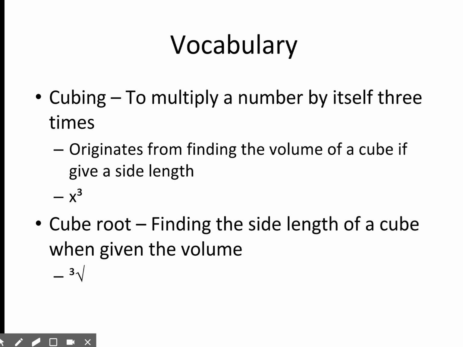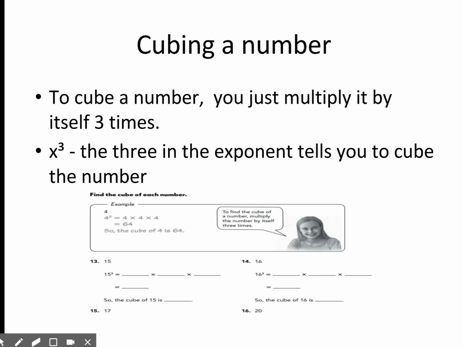To find the cube root is to find the side length of a cube if you were given the volume. It is annotated with that square root symbol, but instead there will be a 3 there to tell you that you are looking for a cube root.